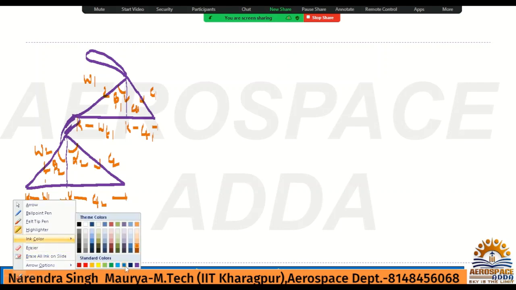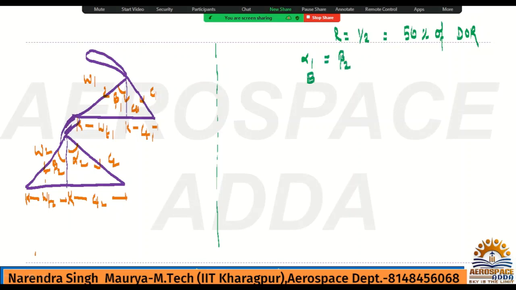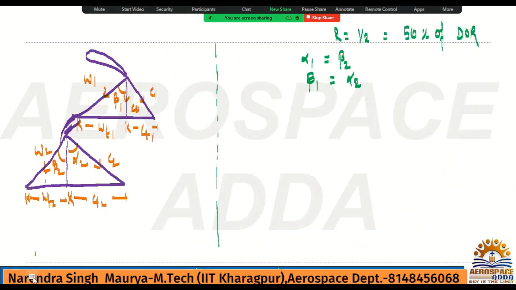Okay. Now if we have R equal to 1 by 2, or 50% degree of reaction, then what result did we get? We got alpha 1 is equal to beta 2 and beta 1 is equal to alpha 2. This result we got, right? Previous. Check, beta 1 is equal to alpha 2. Now based on this, if you draw the triangle, then what will you get?